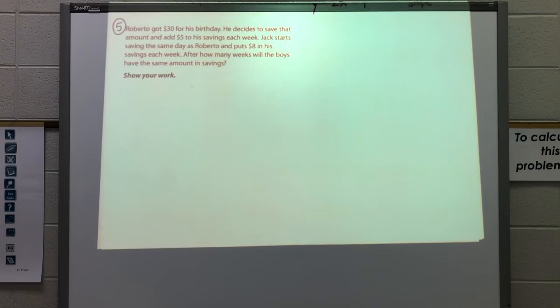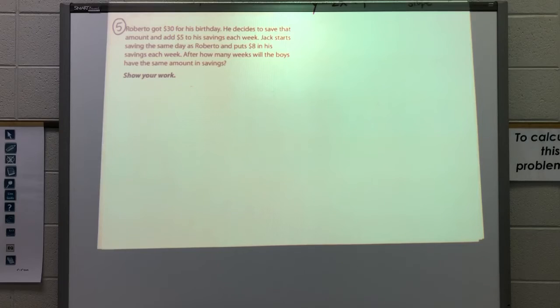So I know I'm looking for a solution to the system of equations. The problem is we don't have an equation or even 2 equations. So we have to create 2 equations, one equation to represent Roberto and one equation to represent Jack. And how do I know we're looking for a solution? Because it says, will they be the same? Anytime you're looking for the same amount or to meet or to cross, you're looking for a point of intersection.